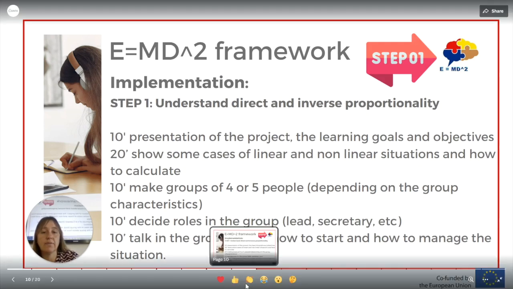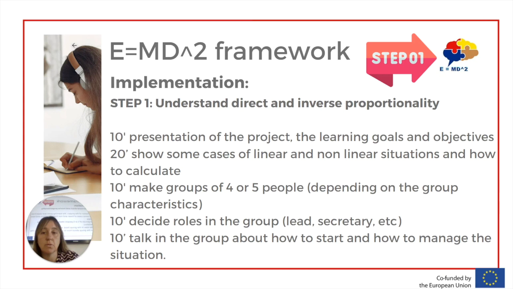We have 5 steps to carry out all the activities. This is a possible temporalization proposal. Step 1 is to understand direct and inverse proportionality. This is a session with the math teacher. We estimate the time, present the project and the learning goals and objectives, and show some cases of linear and non-linear situations and how to calculate them.